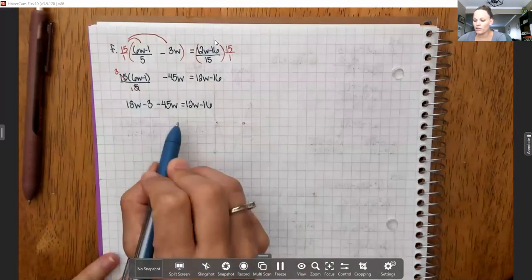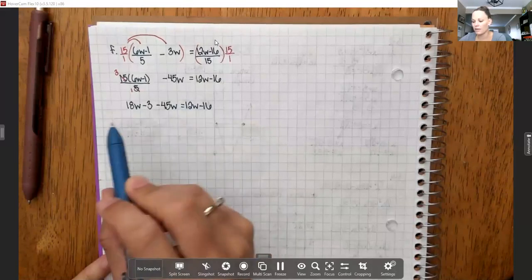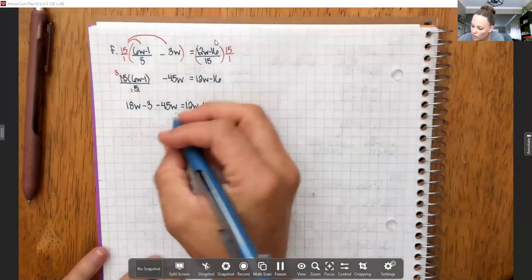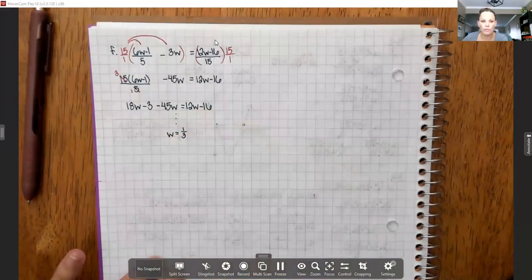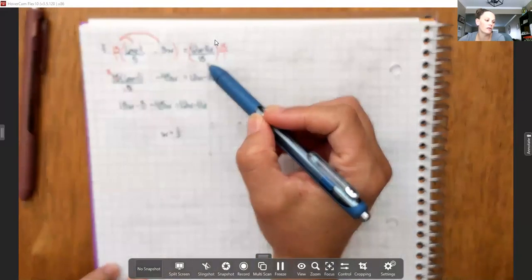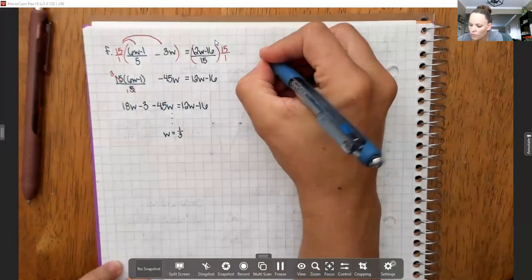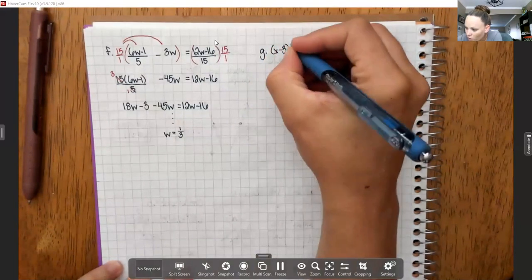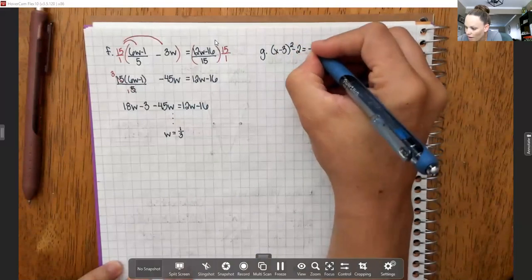I'm not too worried about solving this. I think we all know how to solve this. Combine like terms, get the w's on one side. If you're not sure, you can try it. You should get w equals 1/3. I was more concerned about the process of the fraction busting. And the last one we'll start here is (x minus 3) squared minus 2 equals negative 5.